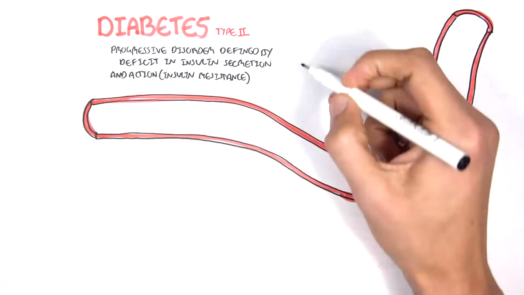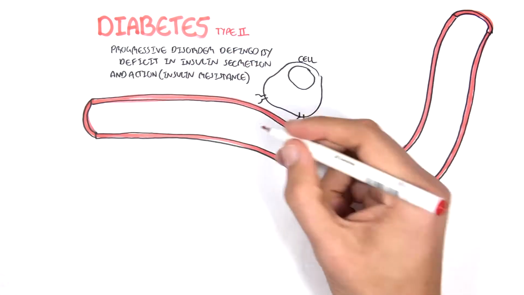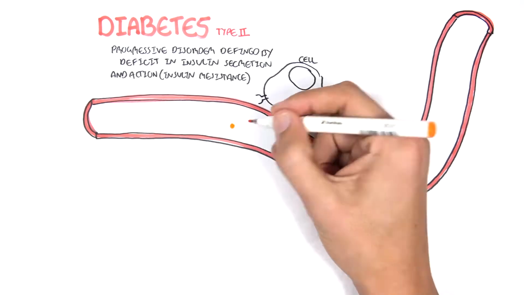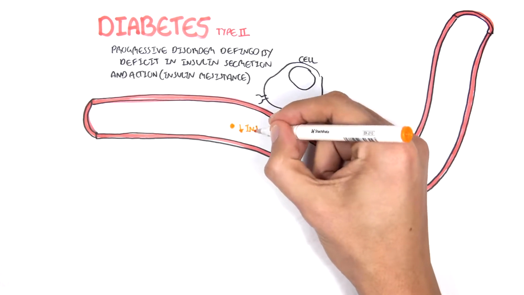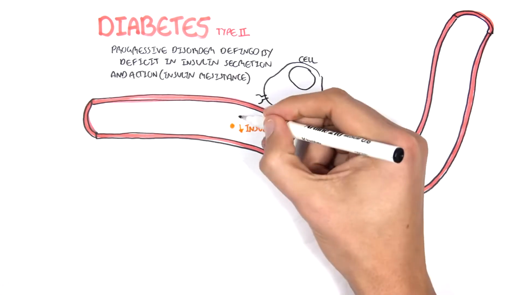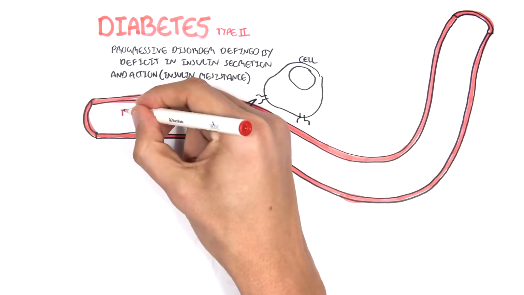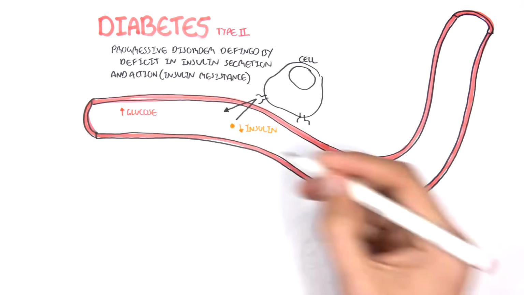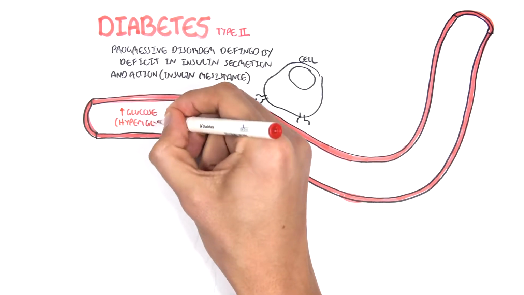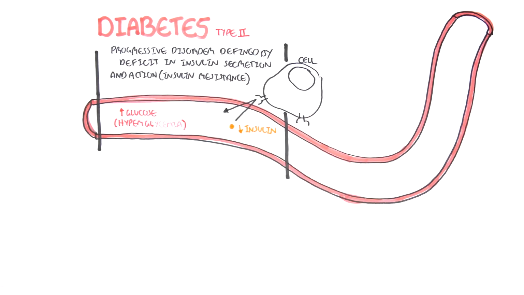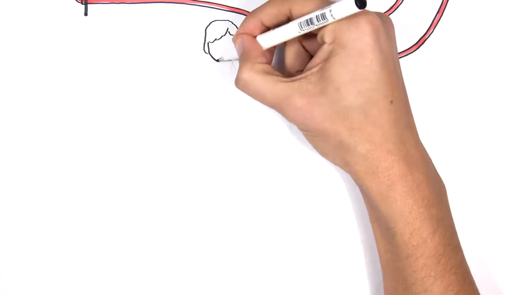For example, here we have a blood vessel and here a cell with an insulin receptor. In diabetes type 2, we have a decrease in insulin in the plasma and also insulin resistance, where the effect of insulin on the cell does not take place. As a result of a decrease in insulin secretion and insulin resistance, we get hyperglycemia or high blood glucose. Persistent high blood glucose results in diabetes.